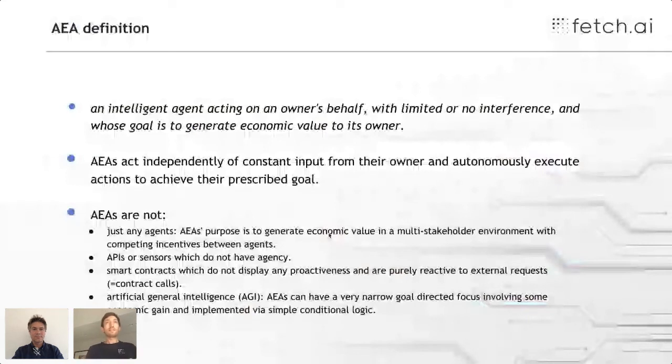Well, it's an intelligent agent acting on an owner's behalf with limited or no interference, and ultimately whose goal is to generate some economic value for this owner. So that's a very theoretical definition, and I will take you through what this means actually in terms of code. The key thing to note here is that firstly, AAs act independently of constant user input. So there isn't a user who constantly has to click around on some interface to cause some outcome. The agent autonomously executes actions to achieve a prescribed goal, which is prescribed by the user at some point.